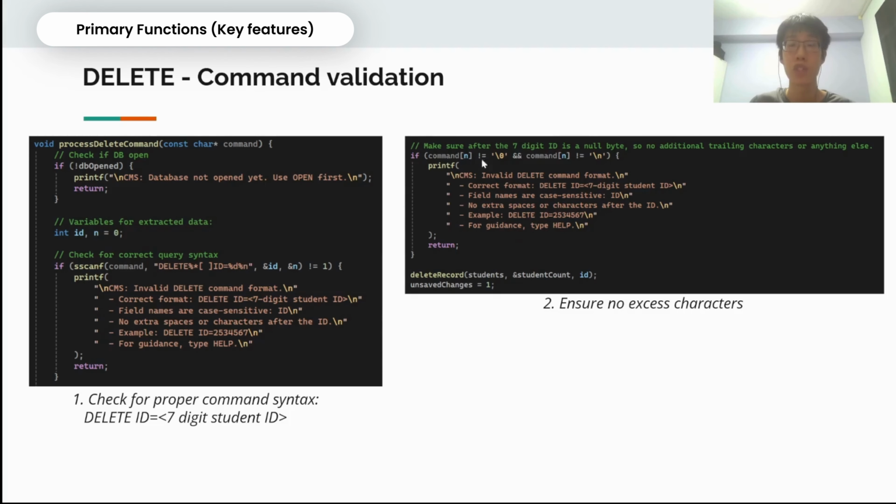We'll also be checking to make sure there are no additional trailing characters or white spaces behind the ID. Next is the main delete logic. So first will be to check that the ID inputted is a valid one. You'll then search for that record with that ID, prompt the user for confirmation of deletion before proceeding to the main delete.